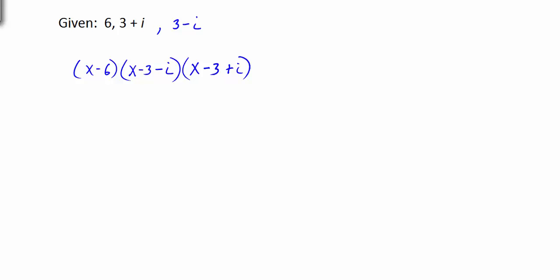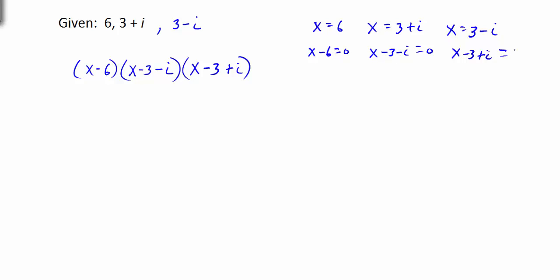And if you don't see where this is coming from, think about x equals 6, x equals 3 plus i, and x equals 3 minus i. If you set each one equal to 0, you would subtract the 6, and here you would subtract the 3 and the i, and here you subtract the 3 and add i. So that's where we're getting these factors from.